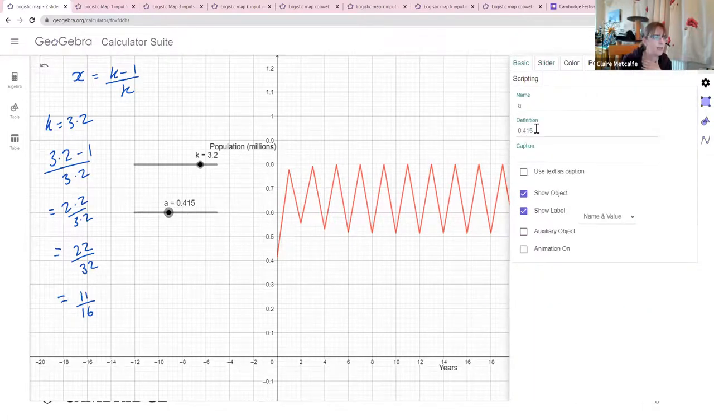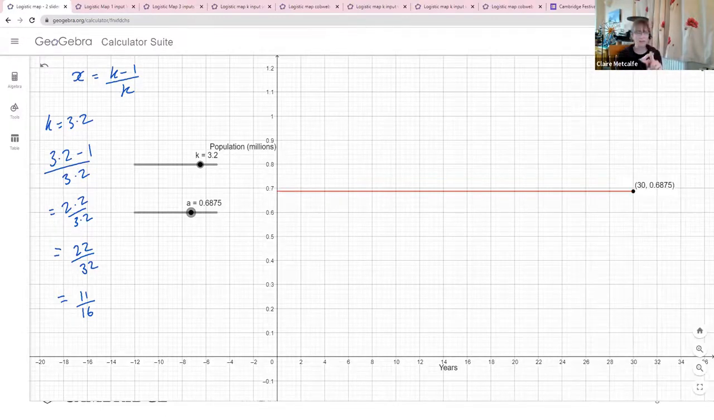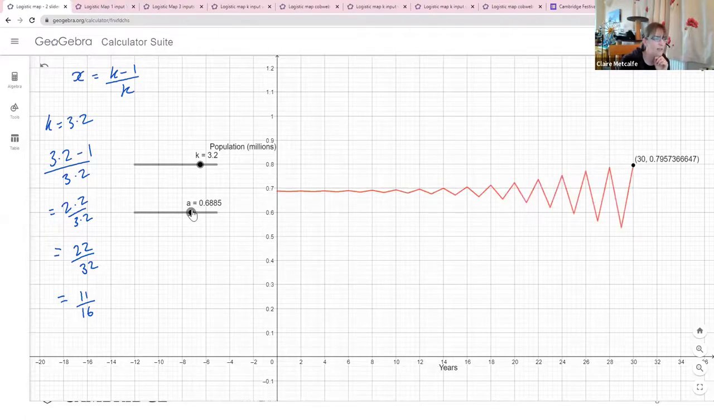So this is my A. I wonder if this will let me do this. If not, I might have to use a calculator. Oh, no, that's fine. So if we start on 11/16ths exactly, we stay on 11/16ths. But if we change this slightly, we're starting to get that oscillation behavior.